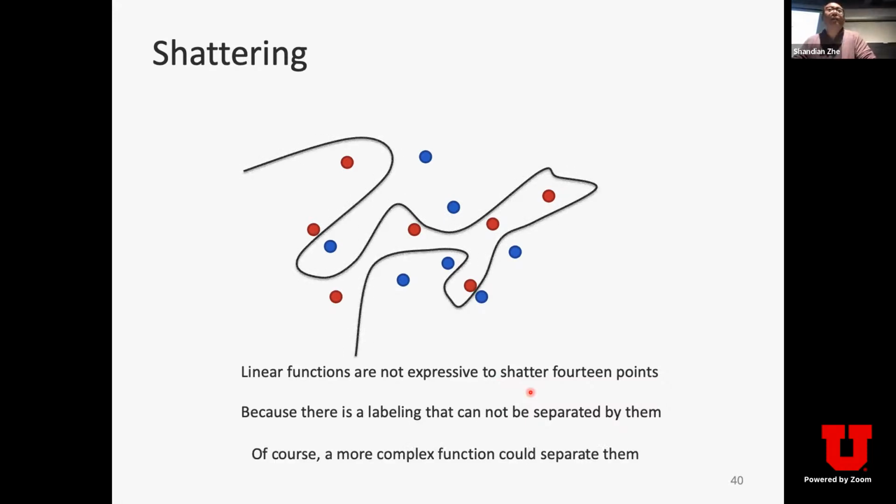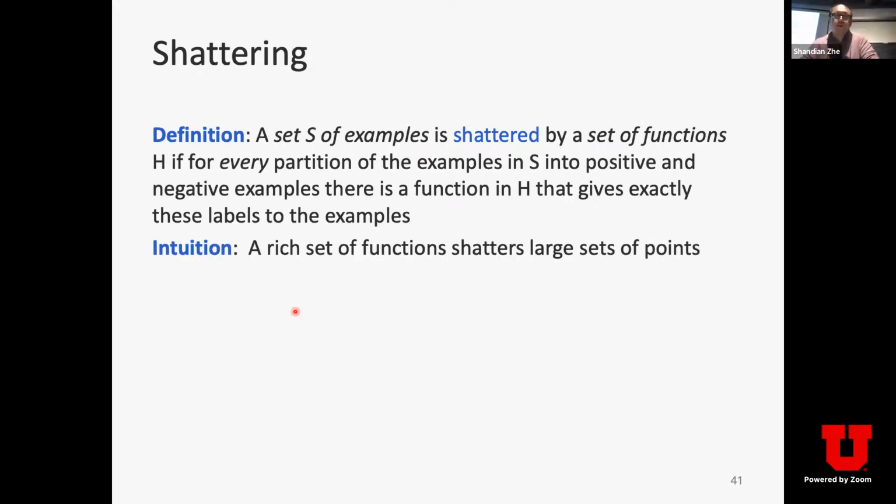Of course, if we enlarge our hypothesis space, including not only linear classifiers but also some nonlinear classifiers, we might still be able to shatter these 14 points. For example, I can draw a curve which can separate all the red points from the blue points. Does it make sense? Okay, great. Now let us give a formal definition of shattering. So what's shattering?